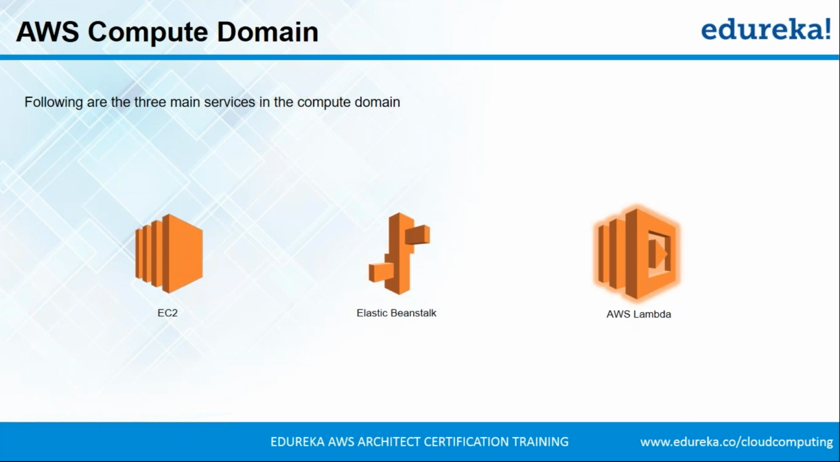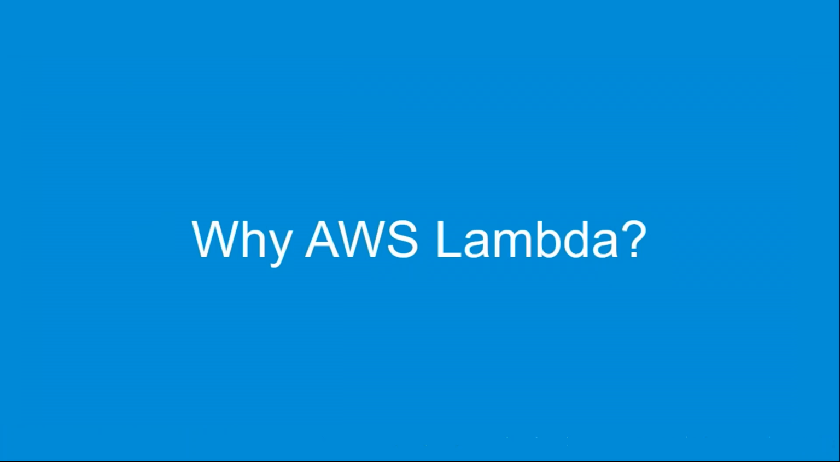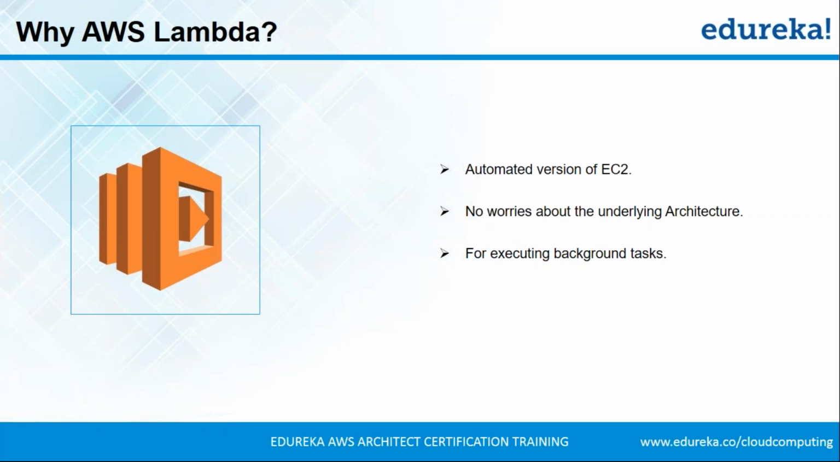So with AWS Lambda, you just have to upload your code and it executes. It's that simple. But then why do we have an AWS Lambda service when we have Elastic Beanstalk? So let's understand that. AWS Lambda, like I told you guys, is an automated version of EC2, just like Elastic Beanstalk. But with AWS Lambda, you can only execute background tasks, right? You cannot deploy an application.